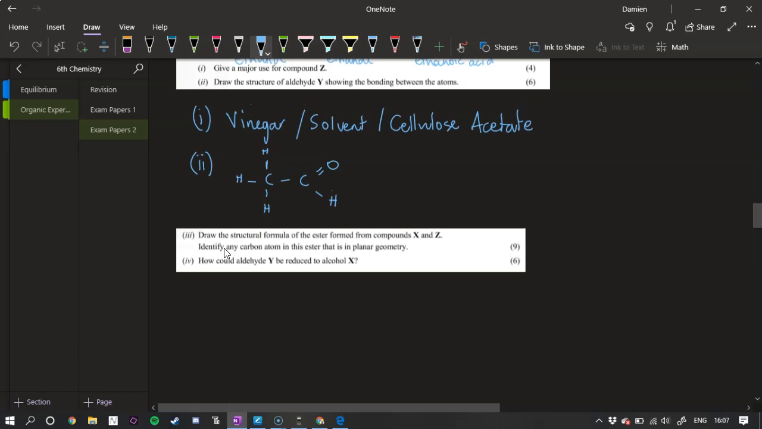Part 3, draw the structural formula of the ester that's formed from compounds X and Z. So X and Z is ethanol and ethanoic acid. So when you react ethanol plus ethanoic acid, you're going to get an ester and water. So an alcohol and a carboxylic acid gives you an ester and water.